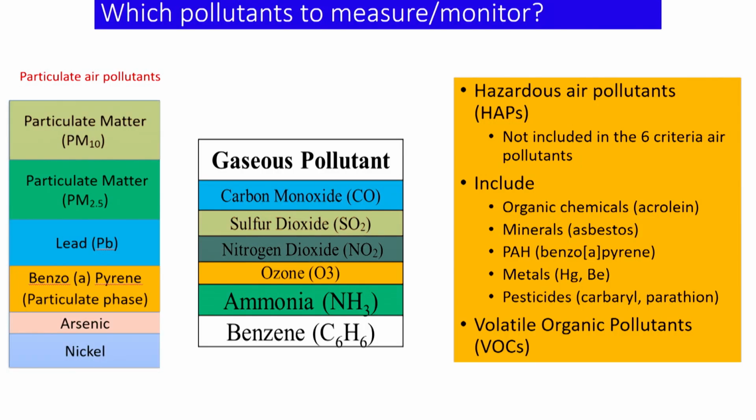If you look at the criteria pollutants, for example, only BAP, or benzopyrene, is listed and measured. Then metals, all sorts of metals we measure, including mercury and beryllium. Then you can have nickel, vanadium, several heavy metals, and metals which are actually carcinogens. And then pesticides we also measure, for example, carbaryl and parathion.